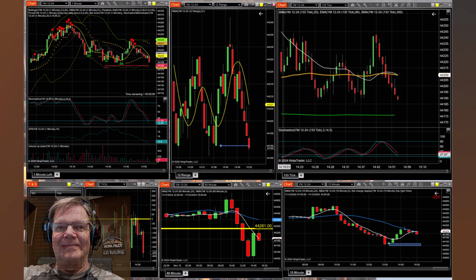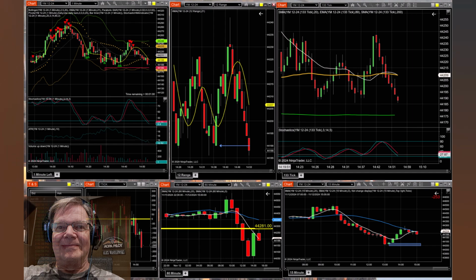Well, we have trades that obviously don't work, and we have setups that don't work. So, what we'll look for in this case where the arrow is, right over here, we're looking to go long.